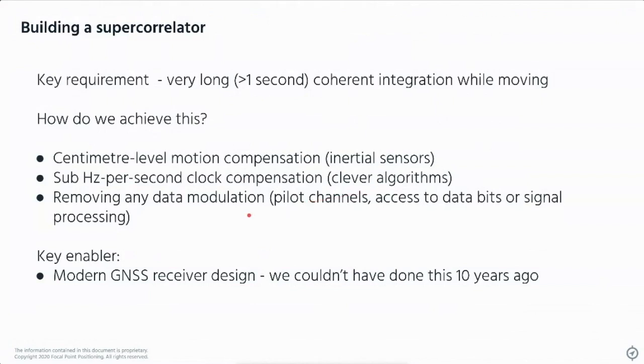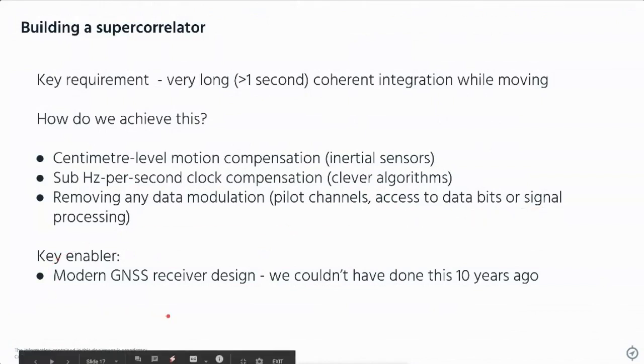One of the other challenges to supercorrelation is that the data that comes from the satellites has navigation information on it, and you have to strip off that navigation data to supercorrelate. There are various ways you can do that. Conveniently, some modern signals don't have any data on them at all. They're called pilot channels, so they're great. Galileo, for example, transmits pilot channels, but there are other ways that we can strip off the data modulation.